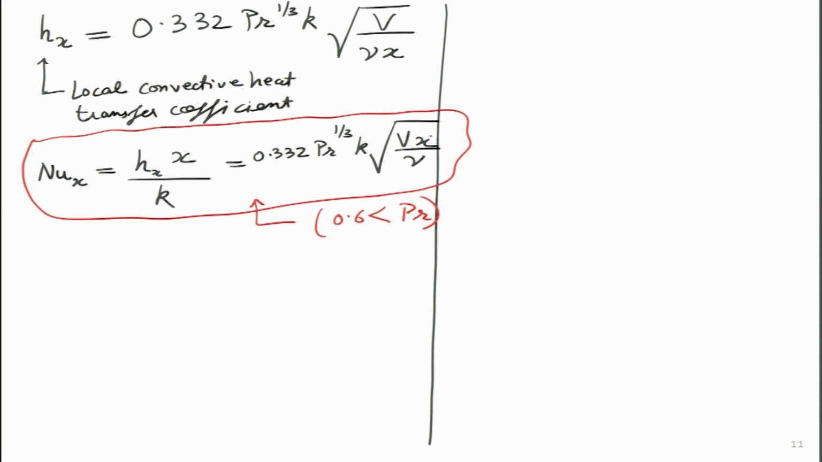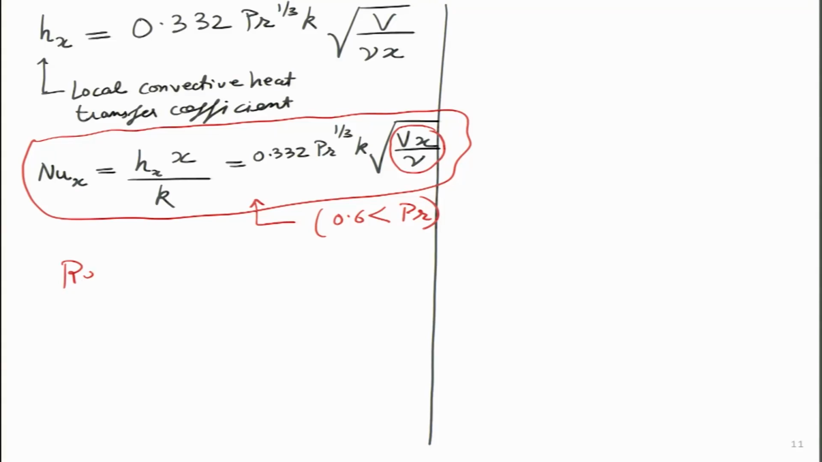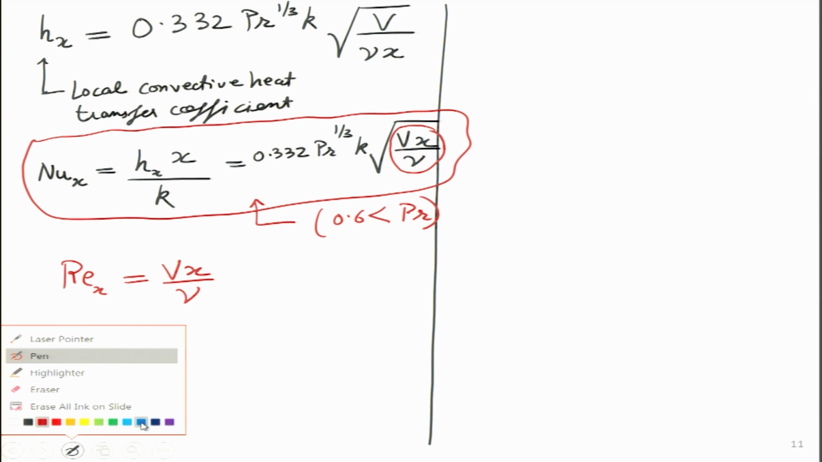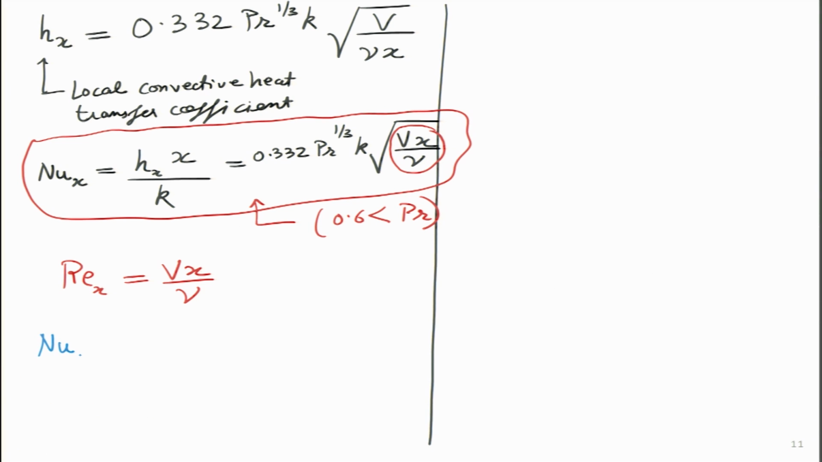And I think our students will immediately realize what Vx by nu is. I can replace it with the Reynolds number with subscript x, which means Reynolds as a function of x is nothing but Vx by nu. So, I can rewrite it in a very simplified form and say the local Nusselt number turns out to be simply 0.332 Prandtl to the power 1 by 3 multiplied by Reynolds to the power 1 by 2.